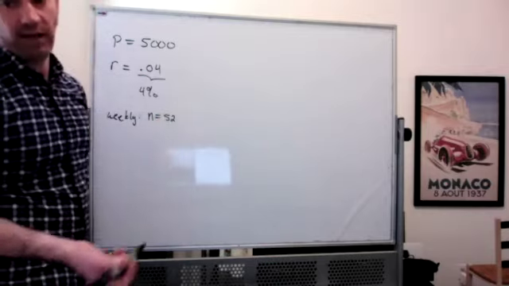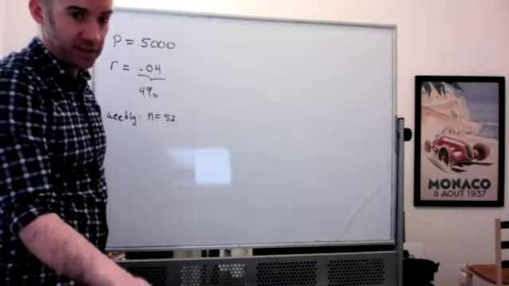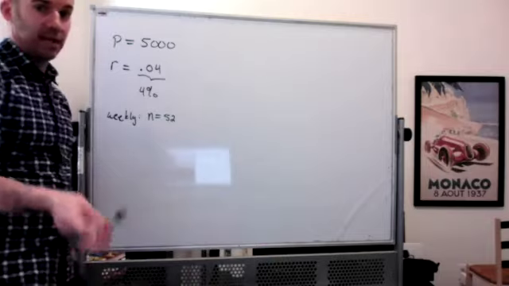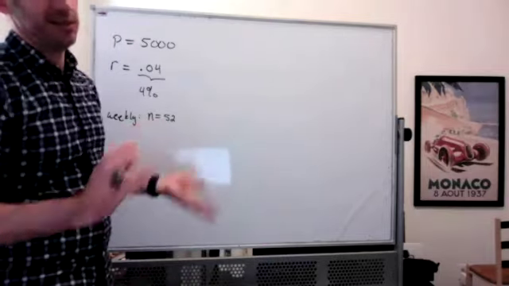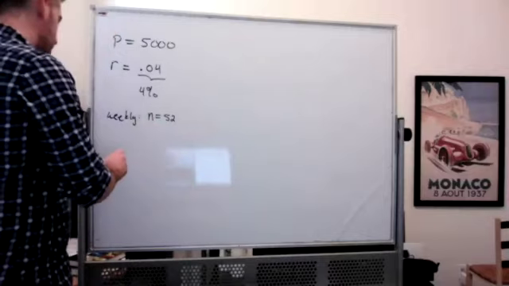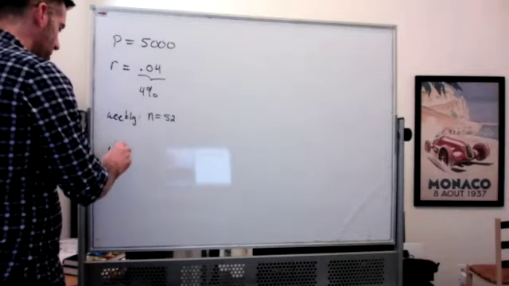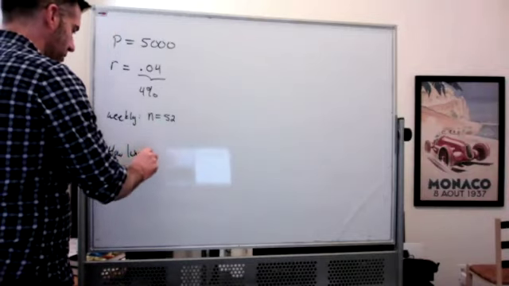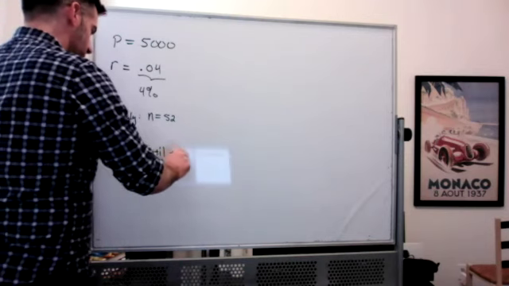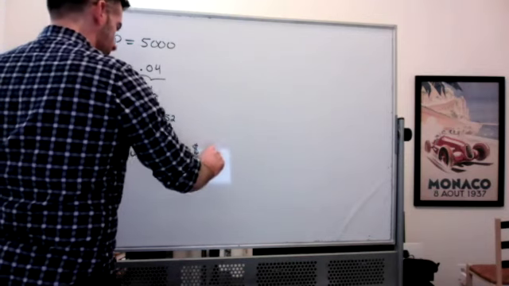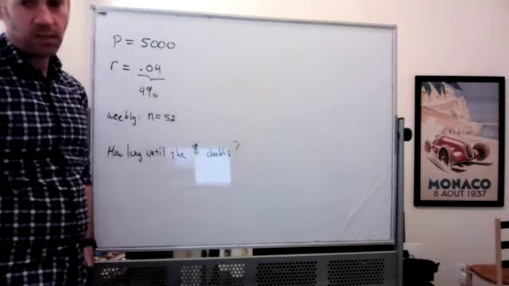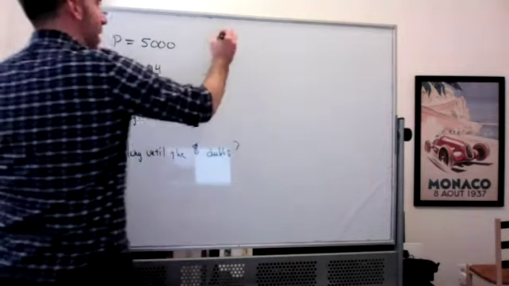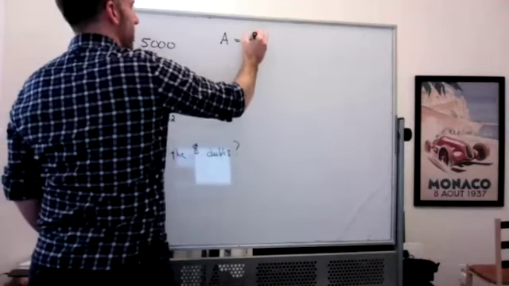Yes, I know, and everyone knows there aren't exactly 52 weeks in the year. If there's 52 weeks and 1 day or 2 days if it's a leap year, we don't worry about it. We just say it's 52. So the question here is, how long until the money doubles? So we're going to set everything up, right? Often I will write down the equation again.